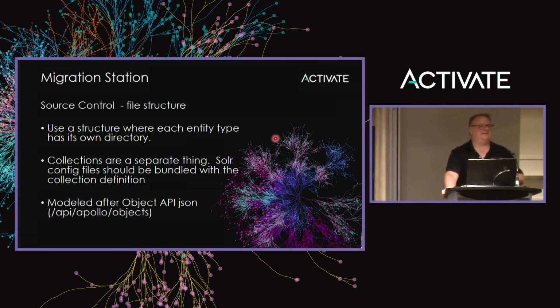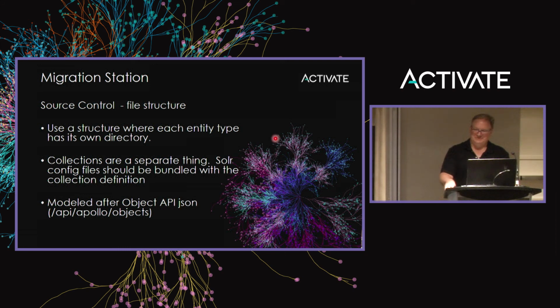So every entity, data sources, pipelines, profiles, jobs, users, roles, they should all have their own directory. So we have a directory called Datasources, and then each specific data source is a JSON file that we pull down with REST and just put as a JSON file. Collections, though, are a different thing.